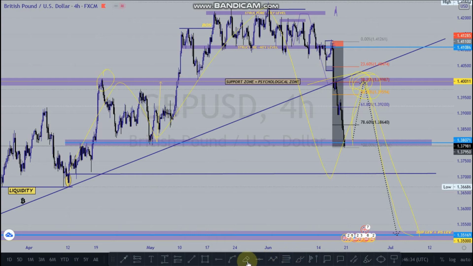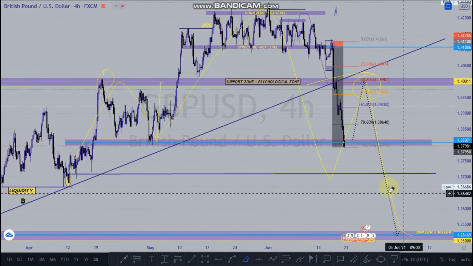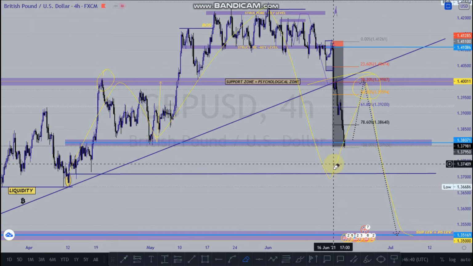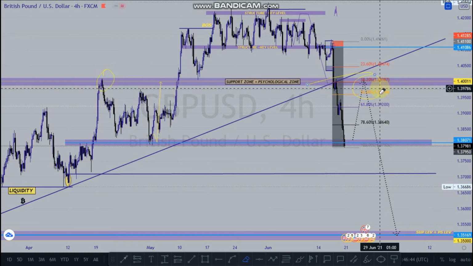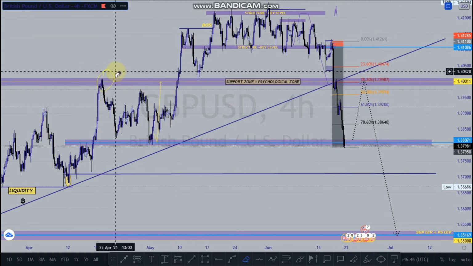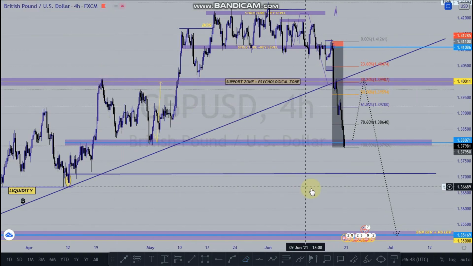Because I'm only looking forward to sell this pair. I'm not getting in any longs or anything like that. I'm not taking advantage of any buys on this pair. I'm only looking forward to sell this pair. I'm waiting for the appropriate place or the appropriate time to sell this pair. So I'll be waiting patiently.